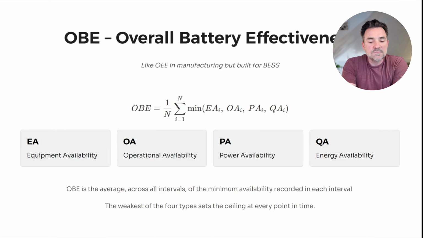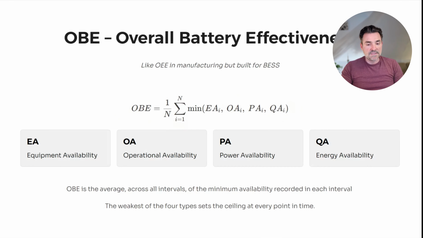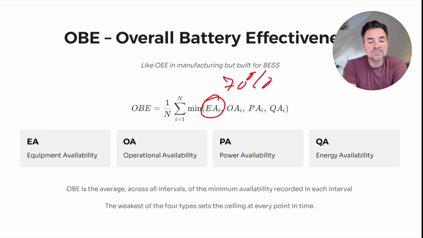And for each interval, we're going to take the minimum of each of them. If all the equipment is 100%, there's no operational shortfall, there's no power shortfall, and the energy availability is 90%, then your overall battery effectiveness will be 90%. And so on and so forth. But if the equipment availability drops to 70%, then 70% becomes the overall battery effectiveness, even though this is 90. And this should be evaluated through a few different scenarios.